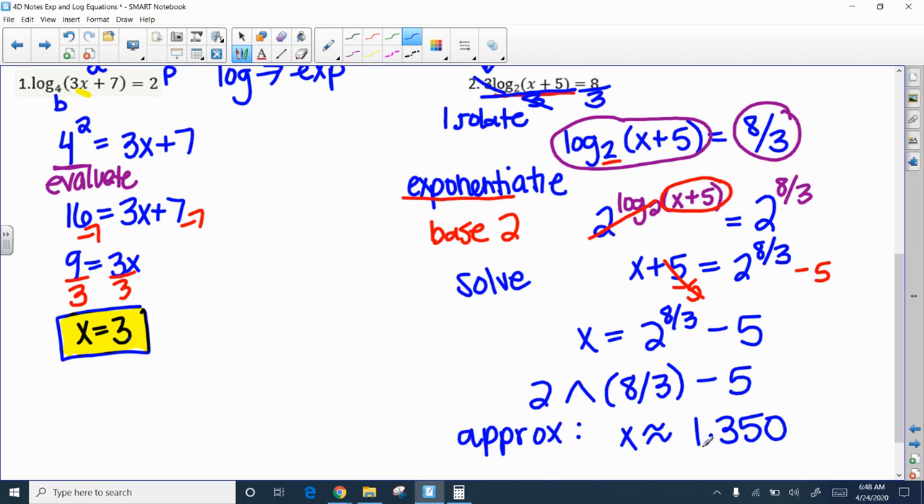When we're rounding, round to at least 2 decimal places or 3. So you do want to round to 2 or 3 decimal places. If the question gives you a specific place to round to, like to the hundreds place or thousands place, make sure you do that.